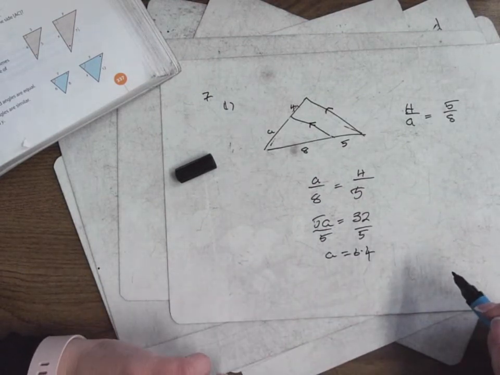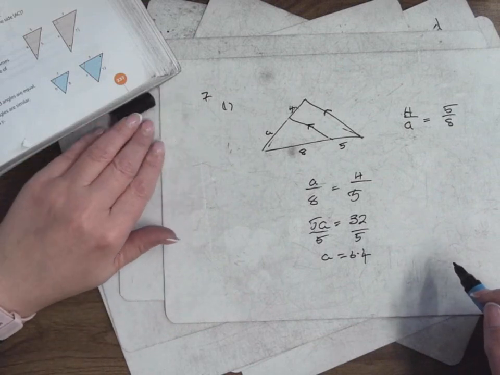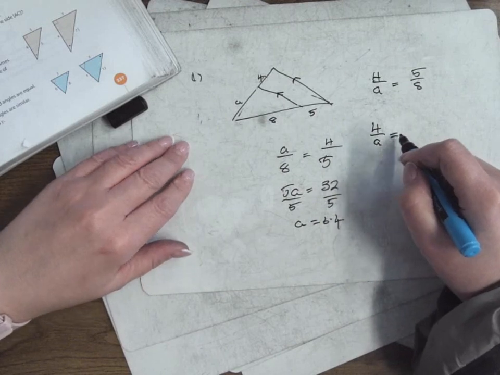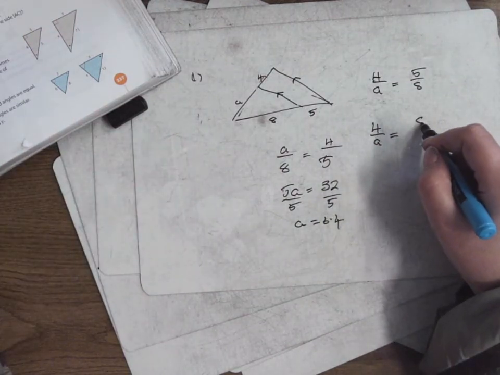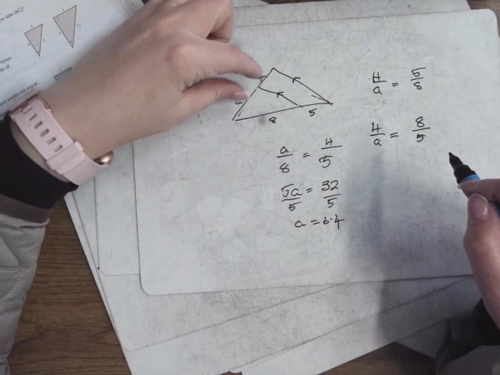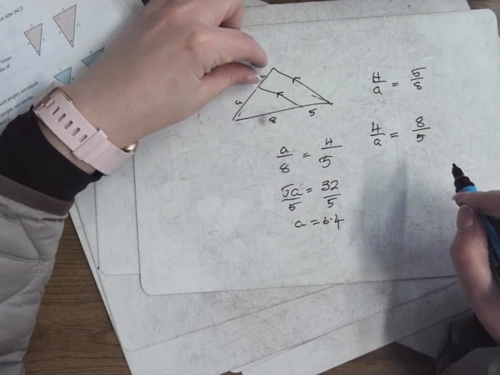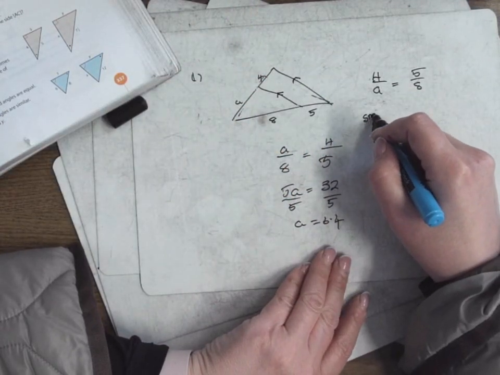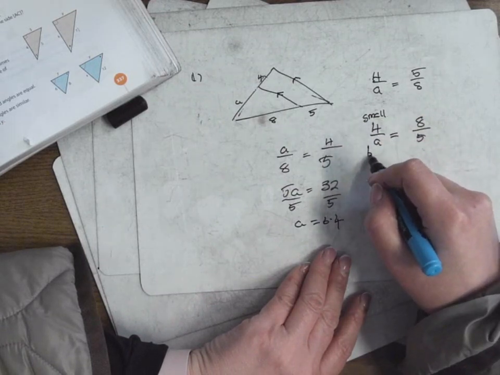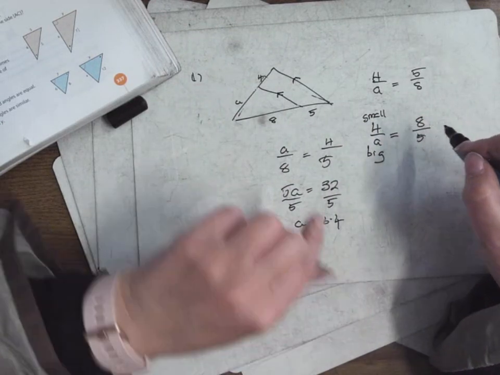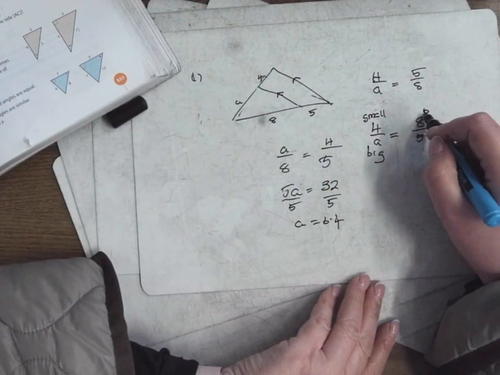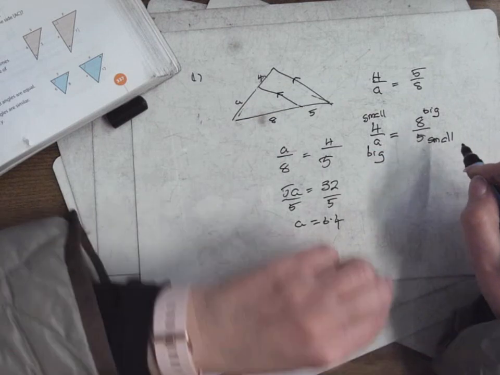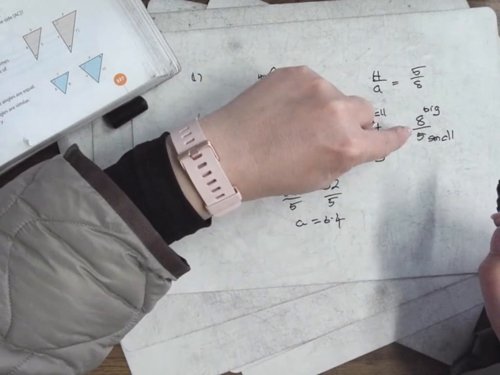Is that okay? Yes. I did 4 over 8 equals 8 over 5. Okay, I have a problem. The way you did it, 4 is the small bit over a, so you did the small bit to the big bit. But here 8 is the big bit, isn't it? So you did small over big equals big over small. It has to be consistent. So it has to be small over big equals small over big.